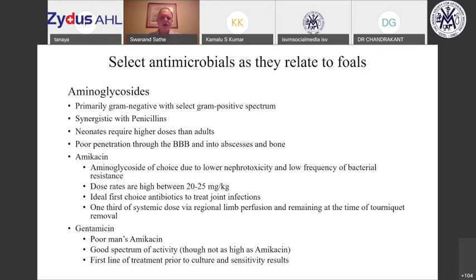And dosing is quite high in foals, at the rate of 20 to 25 milligram per kilogram. It can be combined with penicillins like ampicillin, like I mentioned before, and it is the first line of treatment, especially for burn infections. However, amikacin is extremely expensive. It is prohibitively expensive over here in New Zealand, as well as, if I remember well, in the United States as well. And hence, we use the poor man's amikacin, which is gentamicin, as our first line of treatment until we actually get our blood culture results that indicate that amikacin has to be used instead of gentamicin.